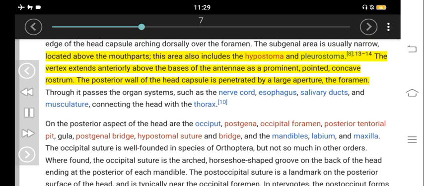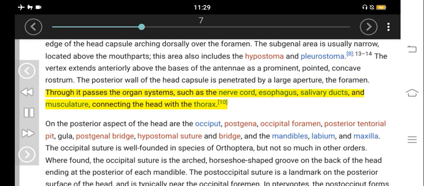The vertex extends anteriorly above the bases of the antennae as a prominent, pointed, concave rostrum. The posterior wall of the head capsule is penetrated by a large aperture, the foramen. It passes the organ systems, such as the nerve cord, esophagus, salivary ducts, and musculature, connecting the head with the thorax.